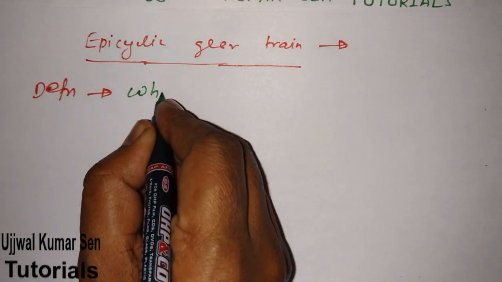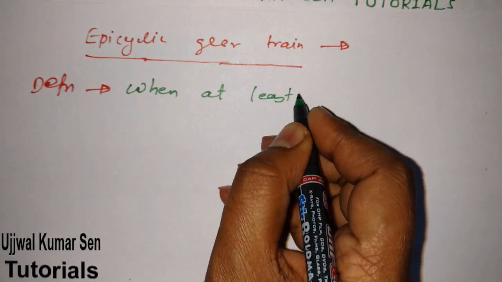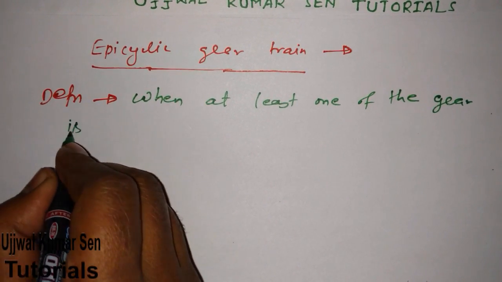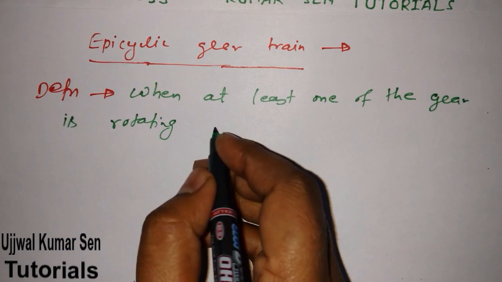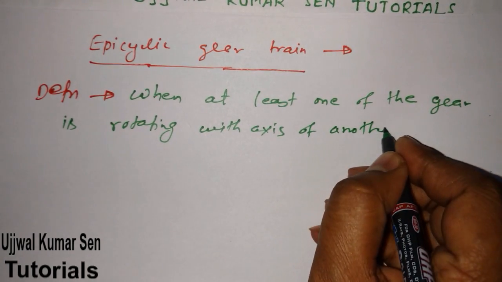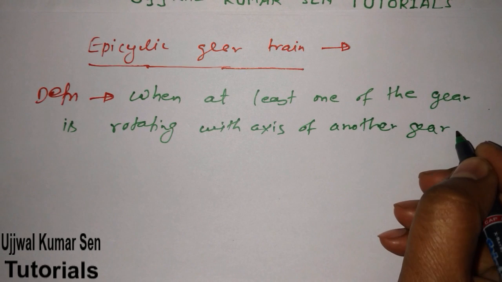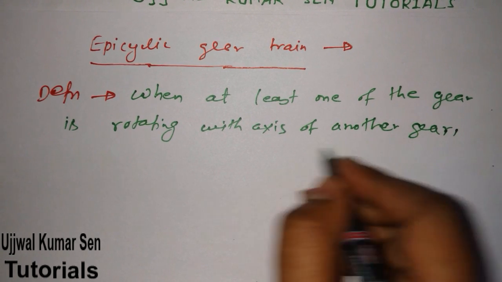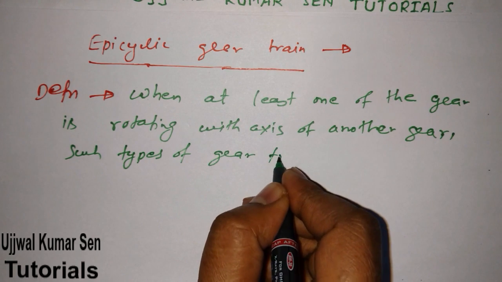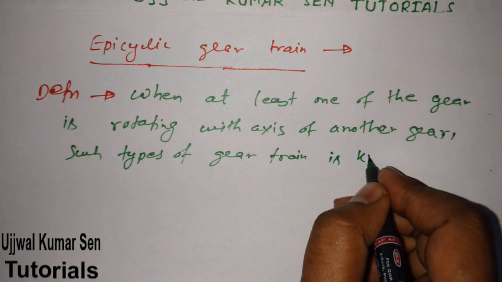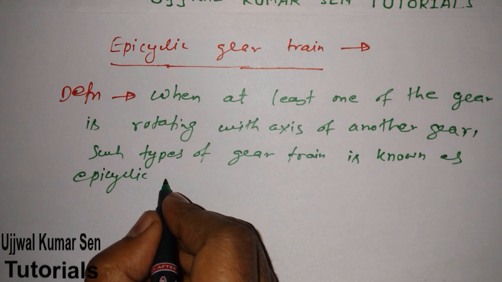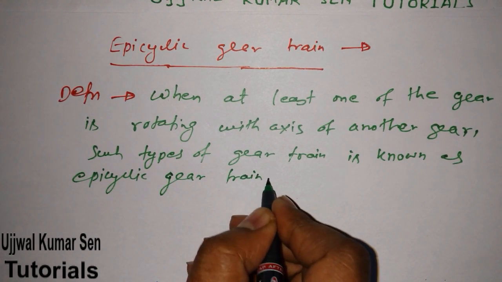So what it states is that when at least one of the gears is rotating with the axis of another gear, such a type of gear train is known as an epicyclic gear train.